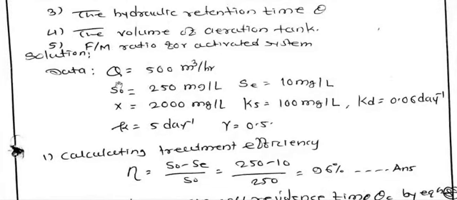Q is 500 wastewater, S0 is 250 the influent substrate concentration, the effluent concentration is 10 milligram per liter, the value of X is 2000, the value of Ks is 100, endogenous decay is 0.06, the value of K is 5 per day and the value of Y is 0.5.